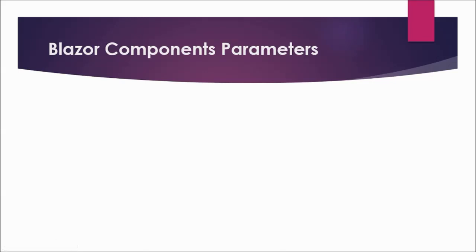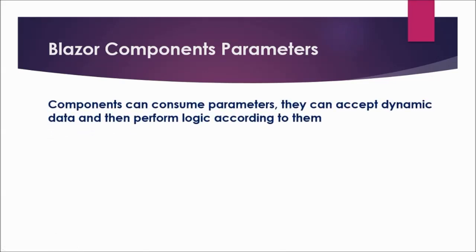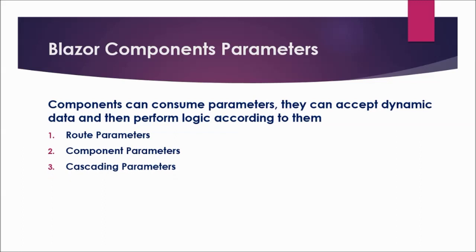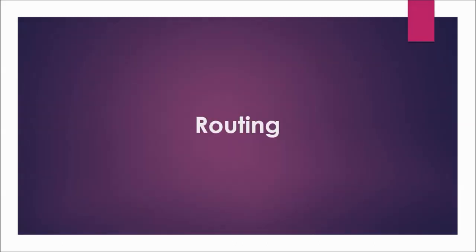Blazor components parameters. Components can consume parameters. They can accept dynamic data and then perform logic according to them. In Blazor components, we have three types of parameters: route parameters, component parameters, and cascading parameters. In this video, I am going to discuss route parameters. Before discussing route parameters, we will quickly see routing in Blazor.